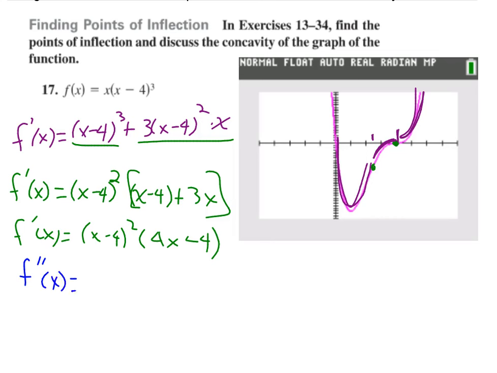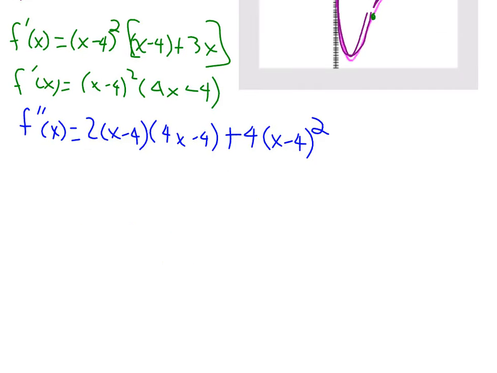Again, I have the product rule here. So the derivative of the first would be this, times the second, plus the derivative of the second times the first. Agreed? Okay, so this is my second derivative. Now again, let's try and clean this up a little bit.